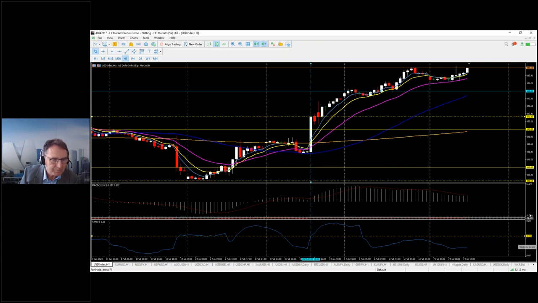Can you see what the number is? 0.19. So you would add 0.19 to 102.33, which takes us to 102.52, doesn't it? So our initial target would be around 102.52. It's quite close, isn't it? So that would be our initial target after the big move here. It's not very far away.